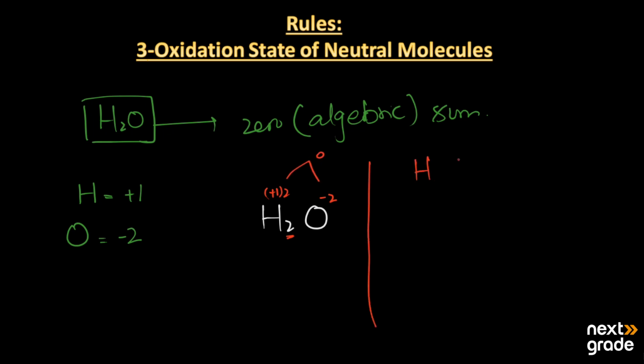Likewise, if we talk about HCl, here chlorine has a minus 1 charge and hydrogen has a plus 1 charge. Their algebraic sum is equal to 0. So for a neutral molecule, the algebraic sum of the oxidation states will always be equal to 0.